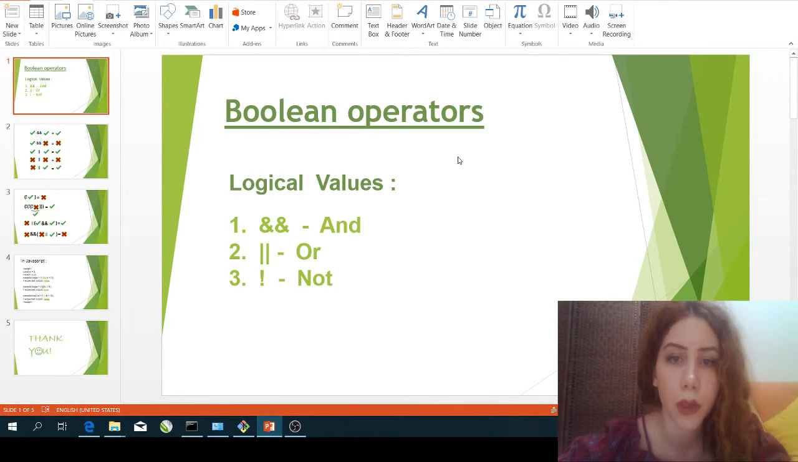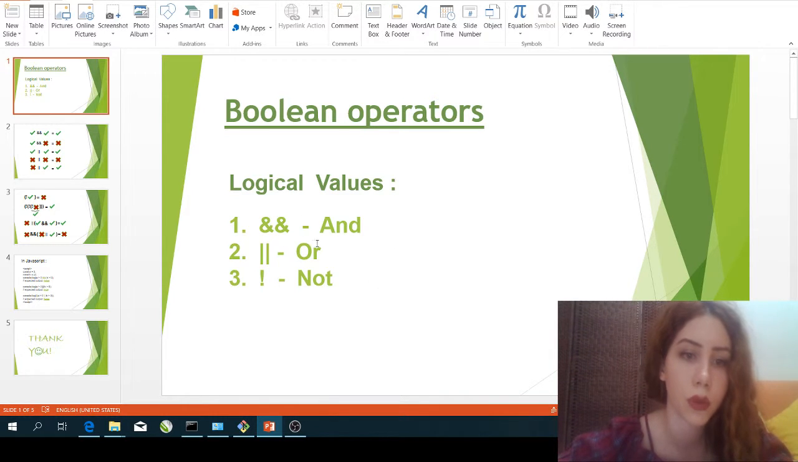Boolean operators, in other words also called logical values, are very simple and easy to understand. They are usually three different values. For example, in programming, these two and signs mean and. Be careful not to use one sign, but two and signs. The second one is this sign, two parallel vertical lines, which means or, and the third one, this sign, means not.